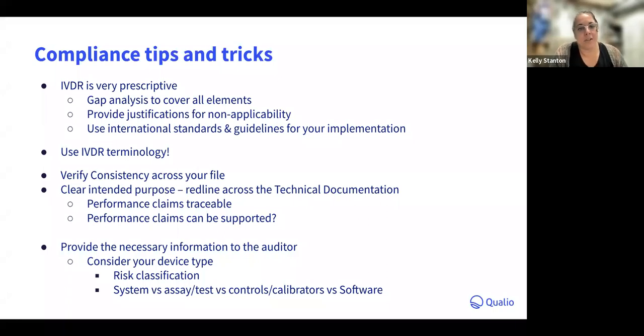You also want to be sure you can provide the necessary information to the auditor. Consider your device type, your risk classifications, your system versus assay versus tests, controls versus calibrators, et cetera. You want to make sure that you have very clearly defined those elements of your products, and then how that traces back to the regulations very clearly.